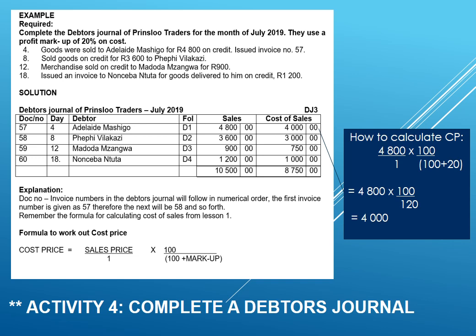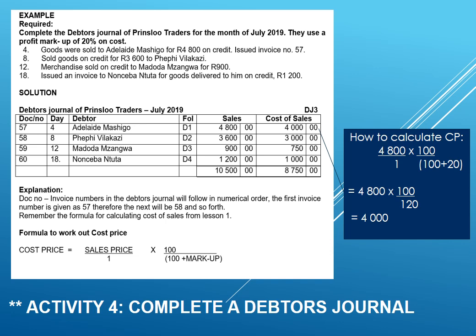Remember we said what are other words for trading stock? Goods, stock, trading stock, and merchandise. They all mean the same, that we sold trading stock, again on credit to Madoda Mzwangwa for 900 Rand. We know that the next document number must be 59. It happened on the 12th. Here's the name of the debtor. We haven't sold to this person before, so we create a new account number here. 900 in sales. Use your formula to work out cost of sales, which is 750.